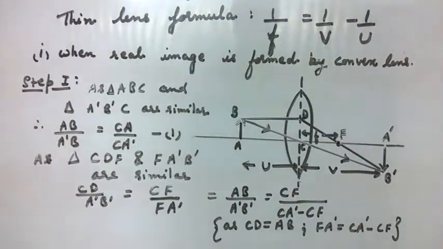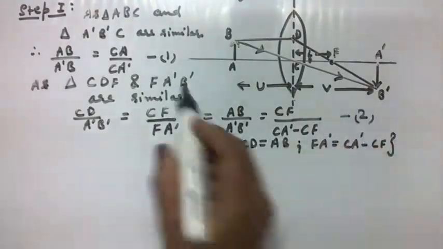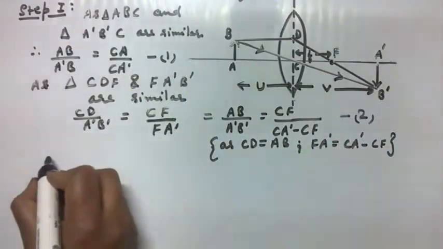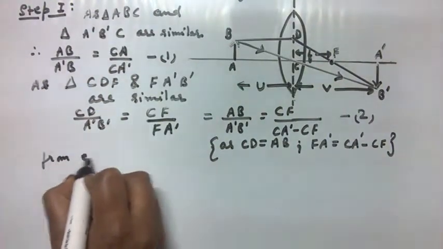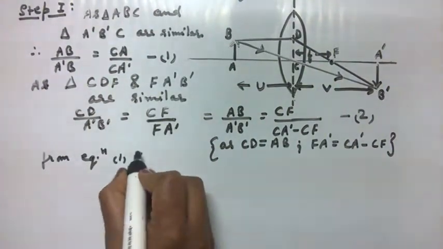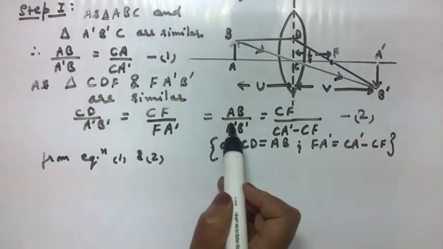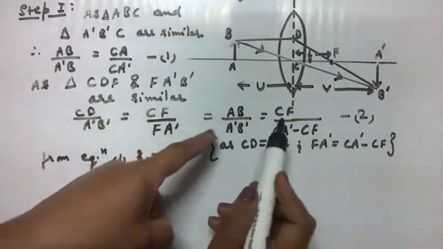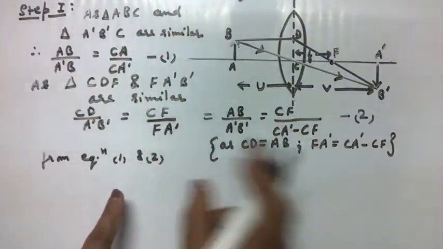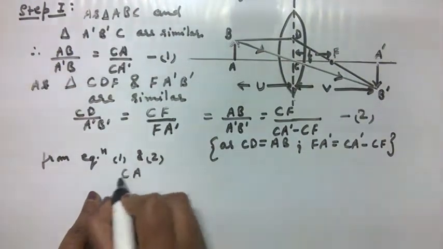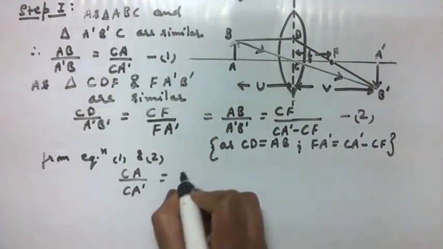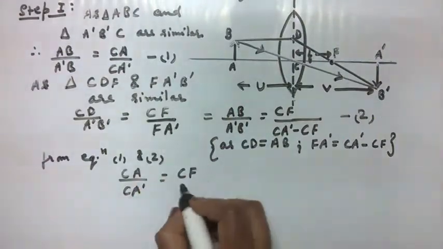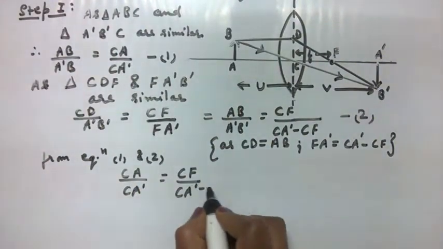This is equation number 2. Now from equation number 1 and 2, here we can see that their left sides are equal, so their right sides will also be equal. So we can write CA upon CA dash is equal to CF upon CA dash minus CF. Call this equation number 3.